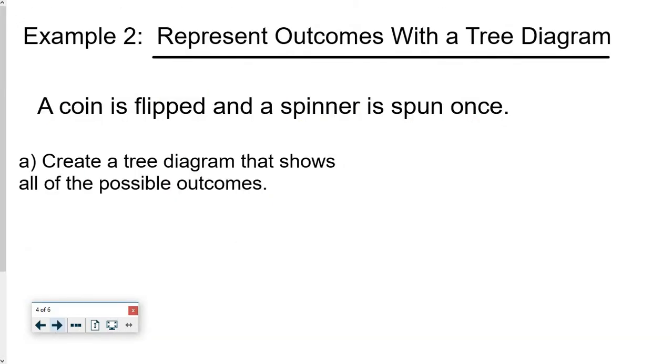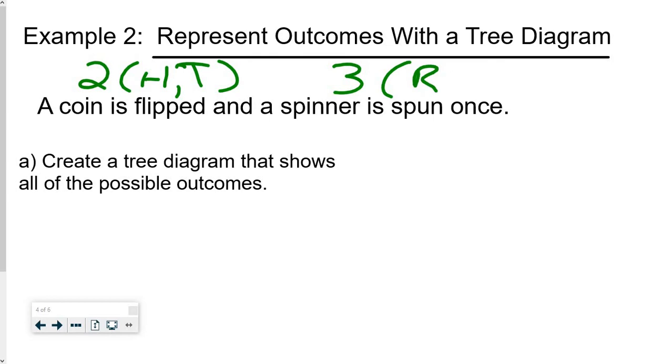A coin is flipped, so to represent it with a tree diagram, a coin is flipped and a spinner is spun once. Create a tree diagram that shows all the possible outcomes. There's a couple different ways. Let's say that this spinner has 3 different sides, and we know that this coin has 2 different sides, heads and tails. And we'll put this as red, blue, green.